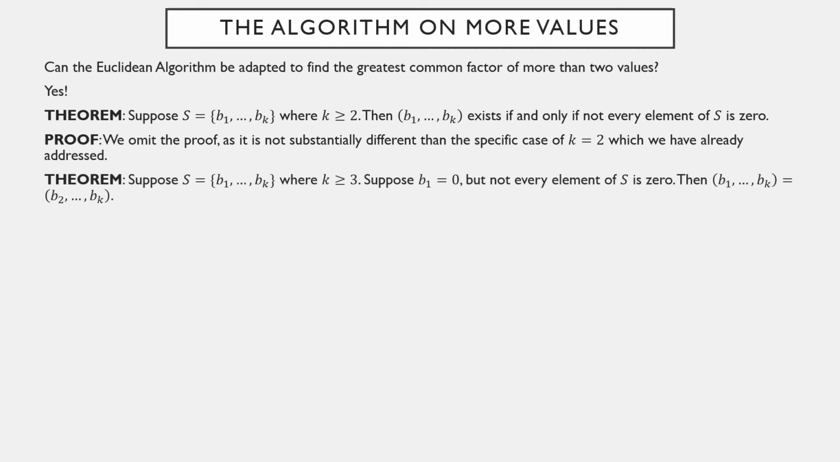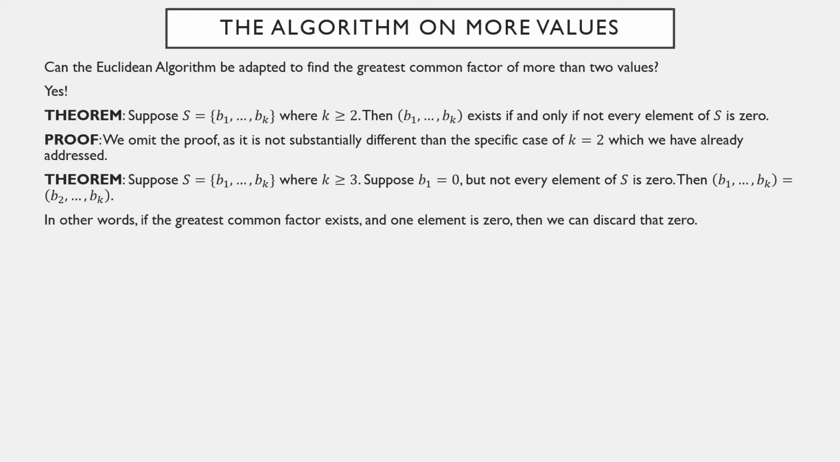Suppose that I have 3 or more numbers. One of the numbers is 0, but not everything is 0. So I've got at least 3 numbers in this list. The first one is 0, but not all of the rest of them are. Then the greatest common divisor of 0 and a bunch of other stuff is equal to the GCD of all of the other stuff with that 0 thrown out. In other words, if the greatest common factor of a set exists and one of the elements is 0, you can kind of ignore it. Okay, and again, we're going to omit the proof, but because every number is a factor of 0, the greatest common factor of the rest of the numbers is really what's controlling what's going on.